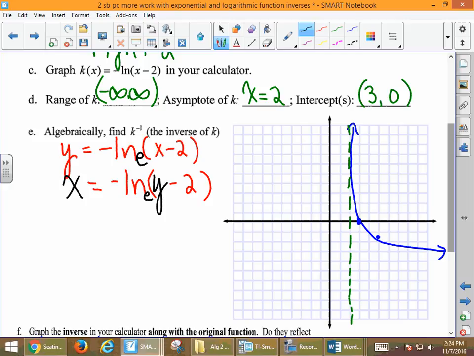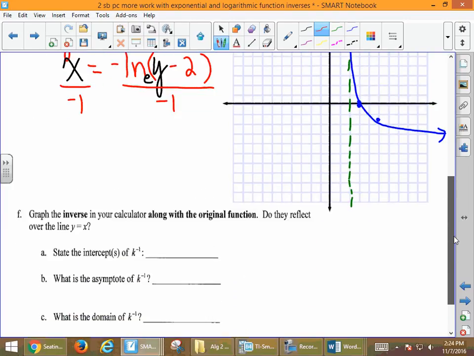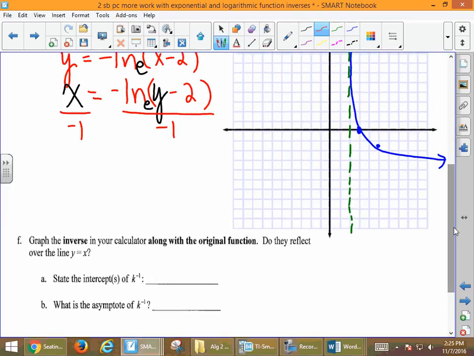We need to isolate the variable that we're going to be solving for, which is y. We need to solve for y. And it's negative times that natural log. So we're going to divide both sides by negative 1. When we divide by negative 1, we're left with negative x equals the natural log of y minus 2. And again, the base of the natural logarithm is e.